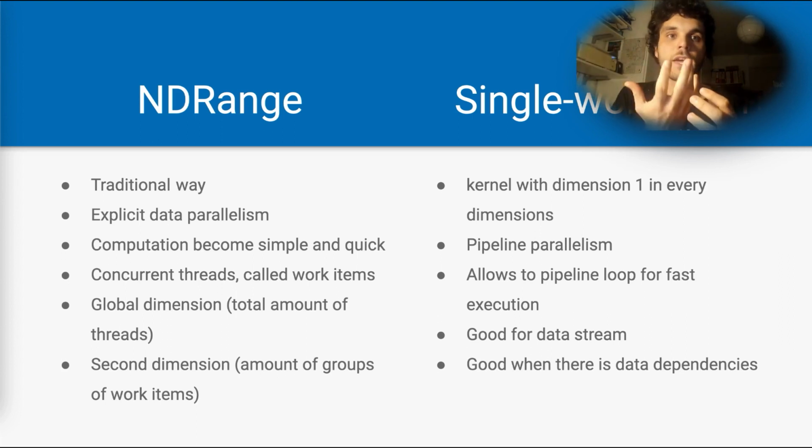ND means n-dimensional, because we can use 2, 3 or more dimensions. The first dimension is the global dimension, the number of total threads, and the second dimension is the number of threads per work group, because we can group work items in groups. For example, if we have 512 threads as the first dimension, we can have a second dimension of 64, so 8 groups of workers, each one composed of 64 work items.